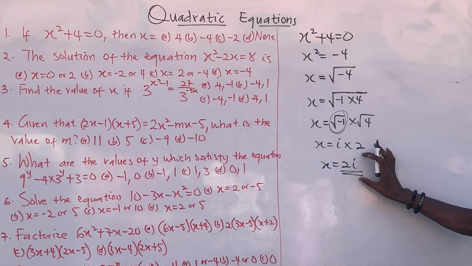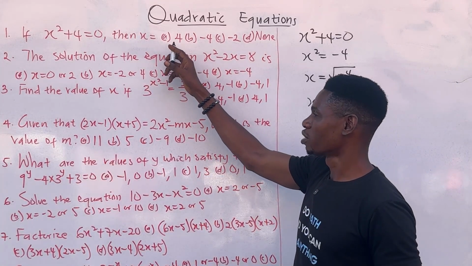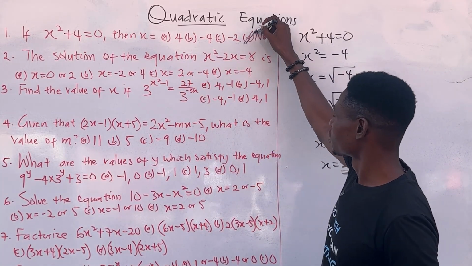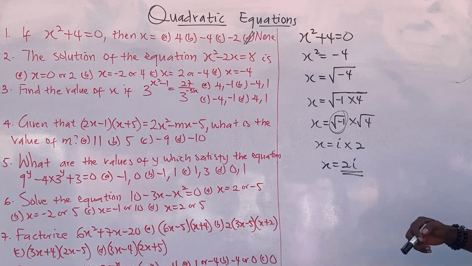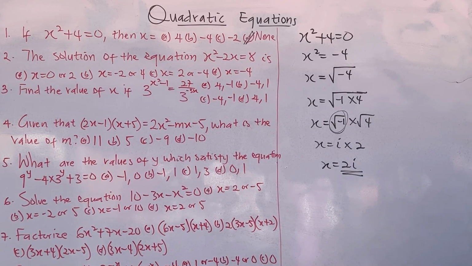So this is the correct answer. The options: A says 4, incorrect. B says minus 4, minus 2. So the answer is none of the above, because the correct answer is 2i, where i is the square root of minus 1. So that's number 1.